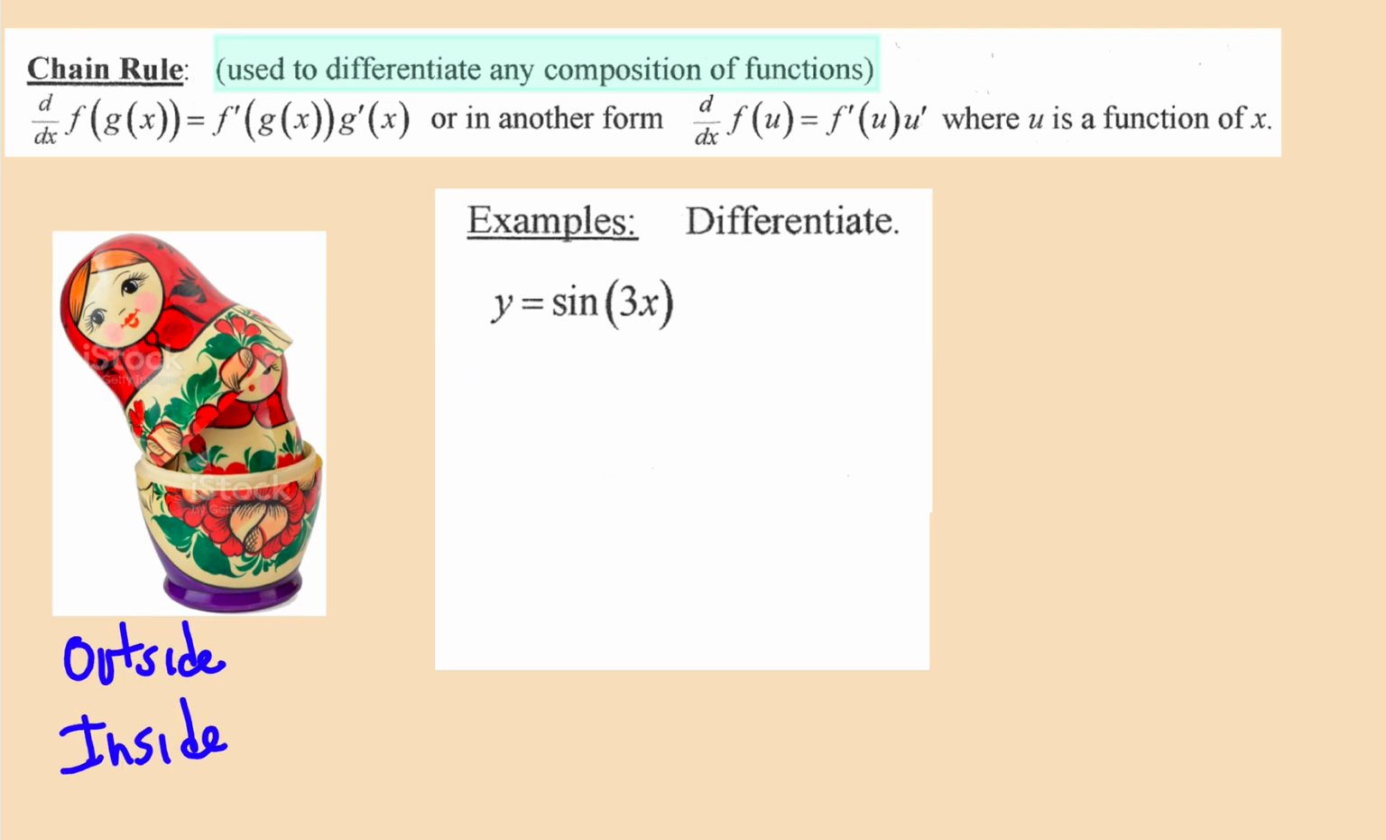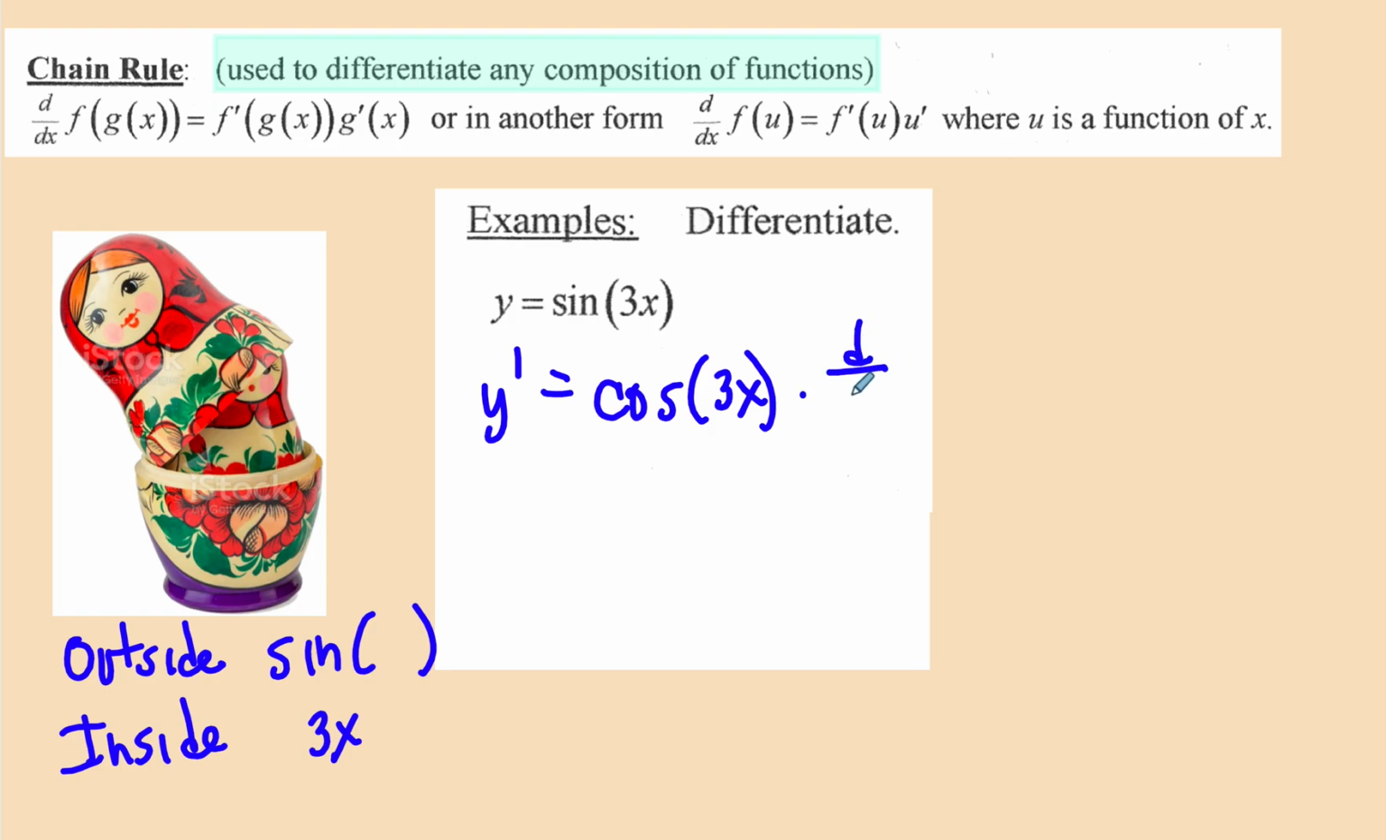Let's do it again. The outside function is a sine, and the inside function is this power function to the 1st power. All right, so I'm going to take the derivative. And the derivative of the outside function is cosine with respect to the inside, leave the inside alone, times the derivative of the inside function. And the derivative of the inside function is going to be a 3. I like to put the 3 in front of the trig function. It just looks cleaner instead of putting it in the rear.